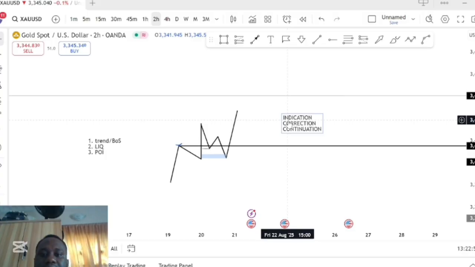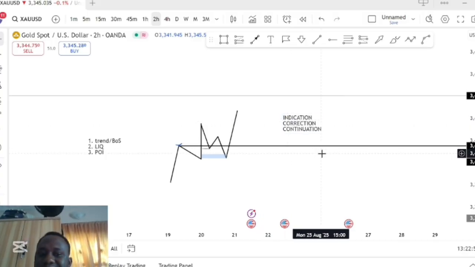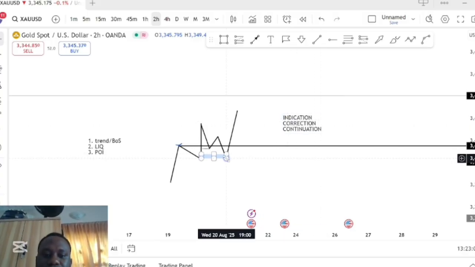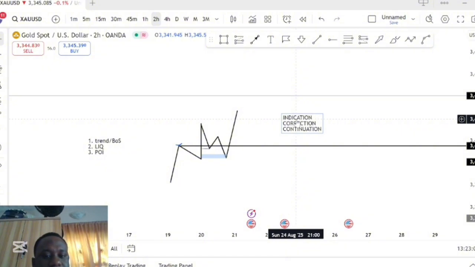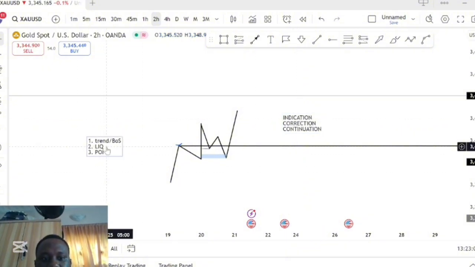But it doesn't mean they're different. They are not. Now, I like this ICC because it's very simple. If someone asks me, what do you trade, or tell me how you analyze your chart, I will tell you that I want to see a breakout, I want to see liquidity, I want to see my point of interest, which is my breaker block or my order block that has not been mitigated.